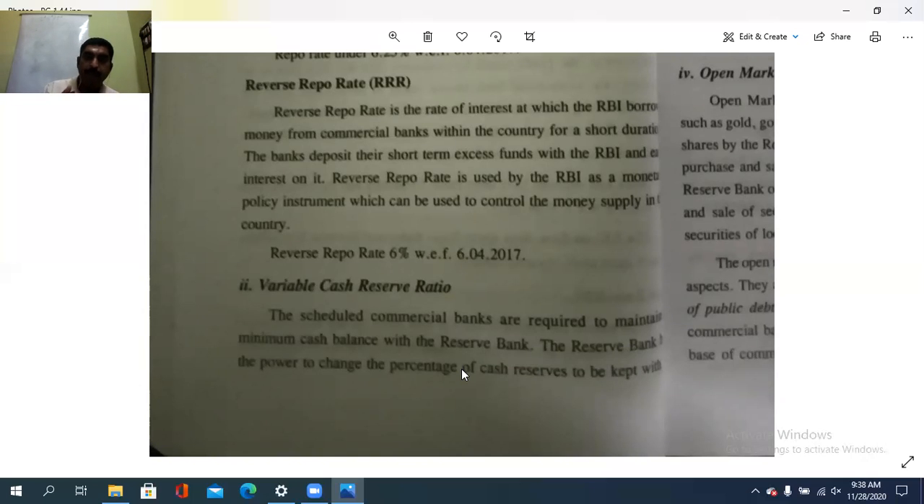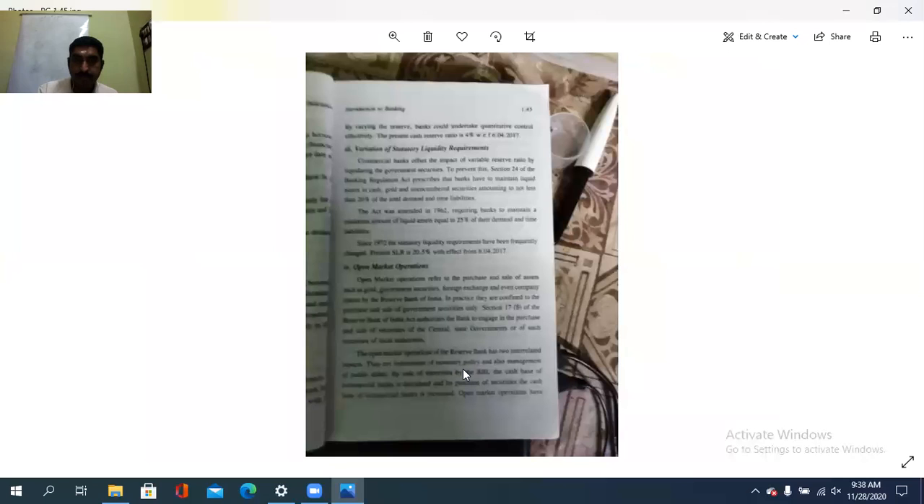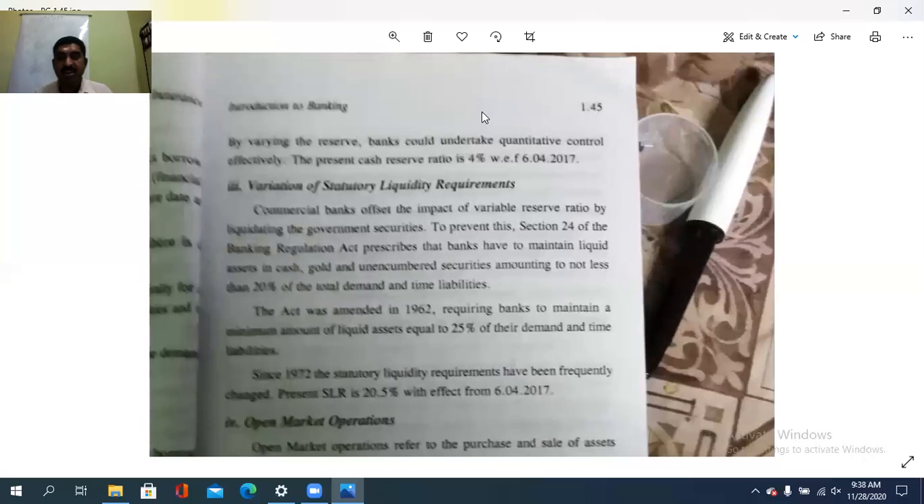Extra reserve ആയിട്ട് keep ചെയ്യുന്ന cash, that is to be maintained with the RBI or maintaining a balance with the RBI, so that the RBI can change the percentage of such a reserve ratio. So currently how much? 4% with effect from 6/4/2017.